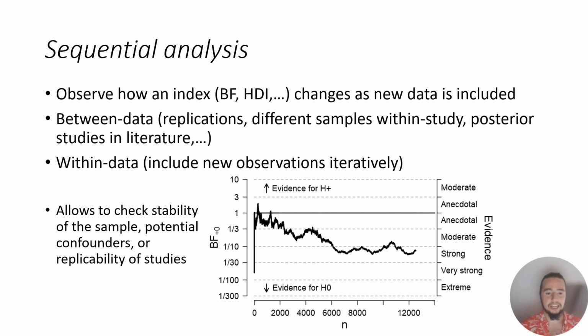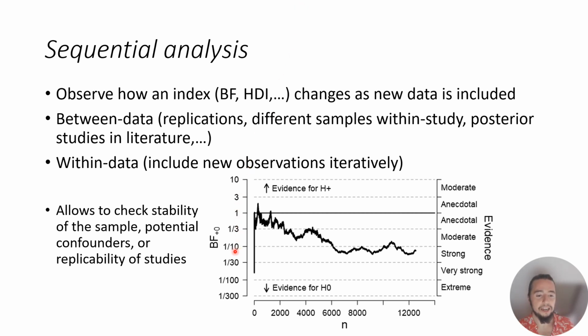Sequential analysis is observing how an index that we care about, for example Bayes factors, a highest density interval, or an expected value, changes as new data is included. This can be done between data sets, for example replication studies, meta-analysis, different samples within the same study, posterior studies in previous literature, etc. Or you can do that, and this is very interesting, within data, for example including row after row, observation after observation, and seeing how this Bayes factor changes.